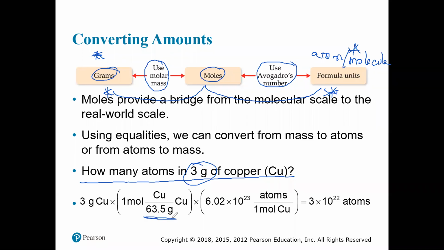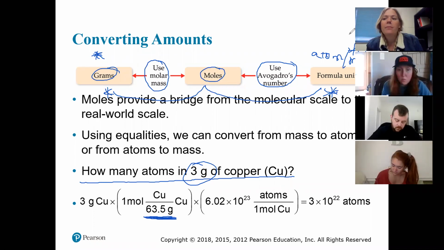This number did not come out of thin air. Look at the molar mass on the periodic chart. The molar mass for copper is in fact 63.54. One thing that I'll see students do sometimes is they'll use the atomic number. That's the number of protons, so don't use that. Use the atomic mass.